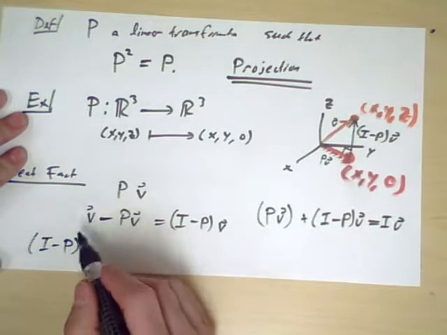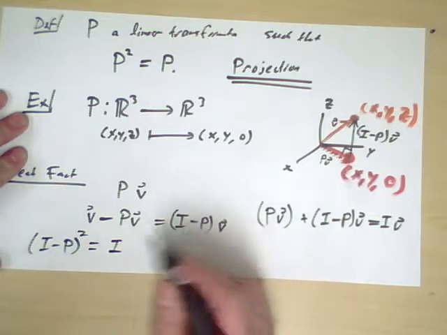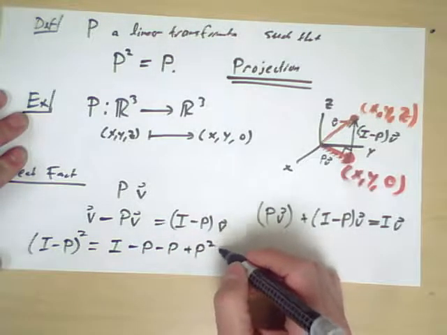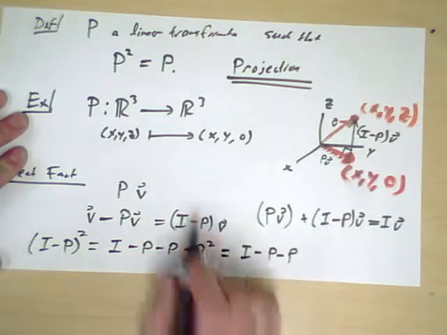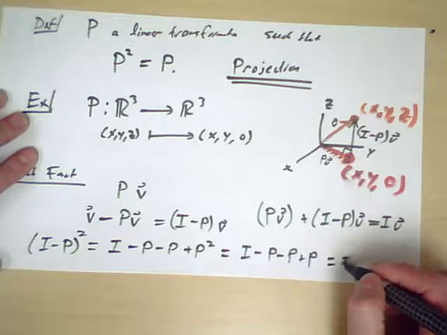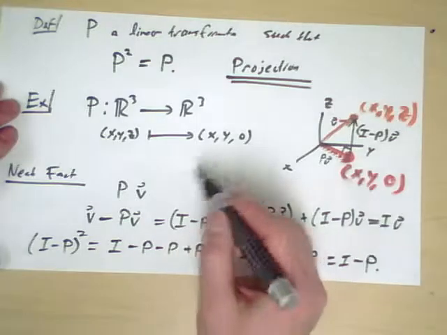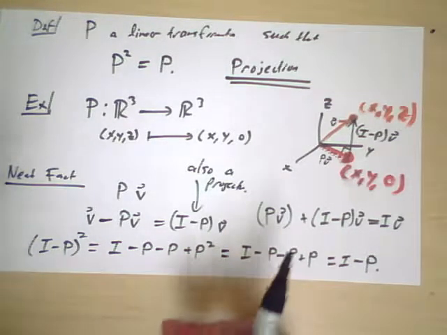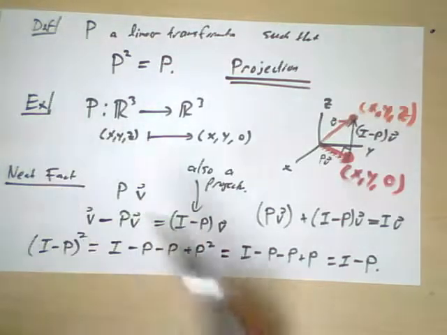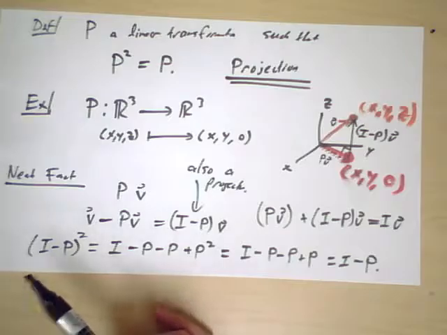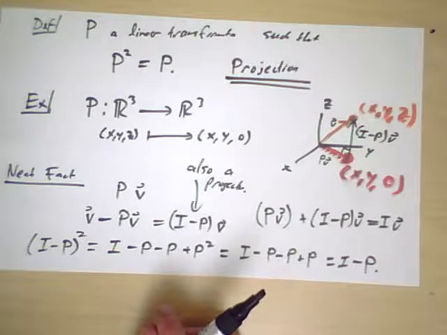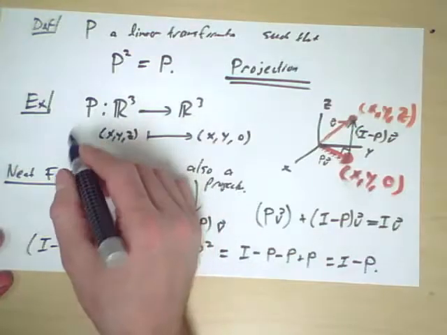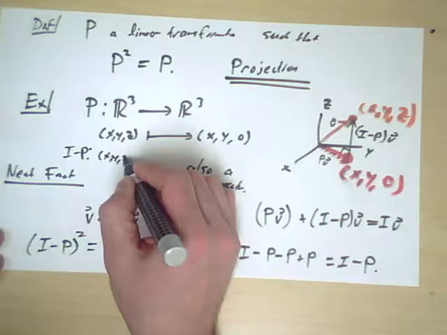If you look at I minus P and you square it, P squared is equal to P by definition. So, I minus P is also a projection. So for any projection, you can think of it as there's some subspace, namely the image of P, which you are projecting onto, and some other subspace, namely the image of I minus P, which you are projecting away from. So in this case, we have P takes xyz to xy0, and I minus P takes xyz to 0, 0, z.